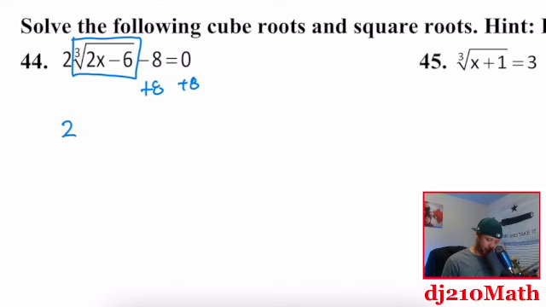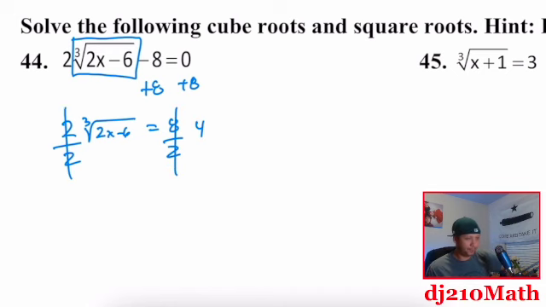So 2 cube root, 2x minus 6 is equal to 8. Divide both sides by 2. 8 divided by 2 is 4. Okay, here the cube root is isolated. The way that we get it by itself to unlock it is to cube both sides. And that unlocks the 2x minus 6.